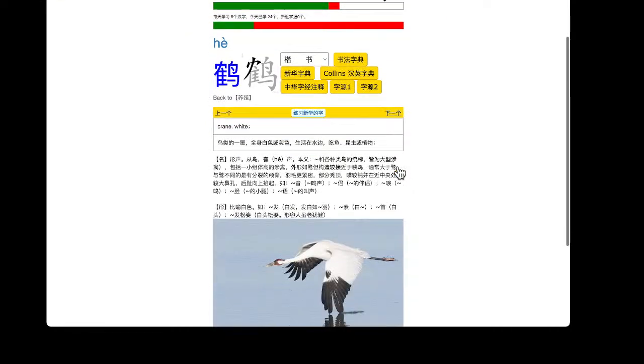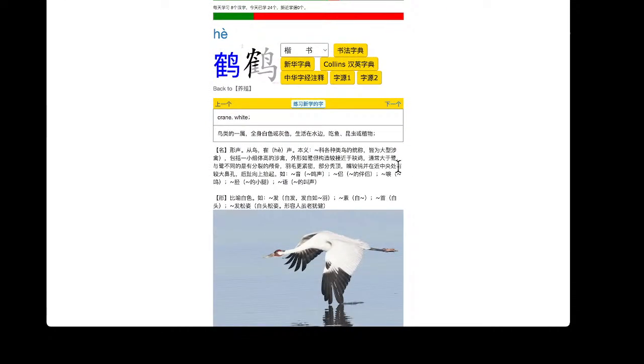Huh means a crane, and also because cranes are generally white in color, huh can also be used to mean white in color. Like 鹤发. 鹤发 used to refer to white hair.